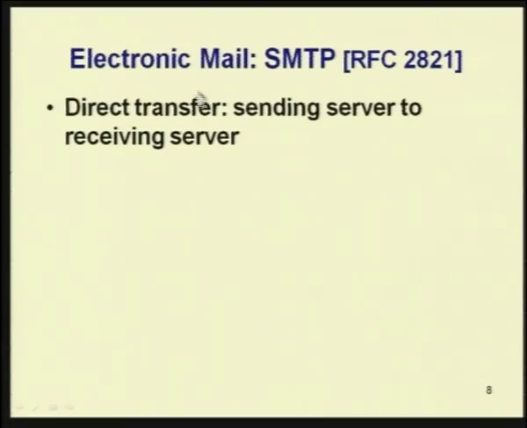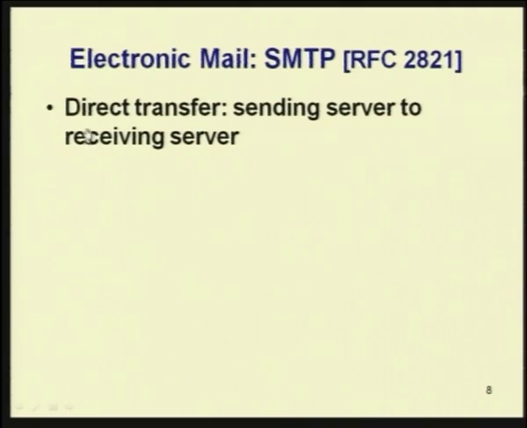Coming to the SMTP protocol, the Simple Mail Transfer Protocol as it is called, it is one of the oldest network protocols that have been in use. In fact, it was one of the first protocols that was tried out for data transfer between two different machines, and this was standardized in RFC 2821. There are earlier standards also, but RFC 2821 is one of the latest standards for SMTP.